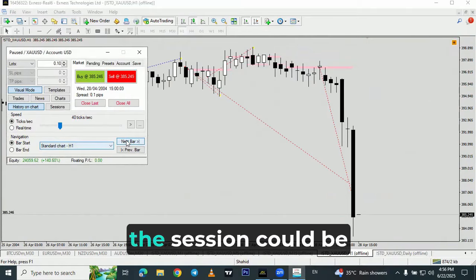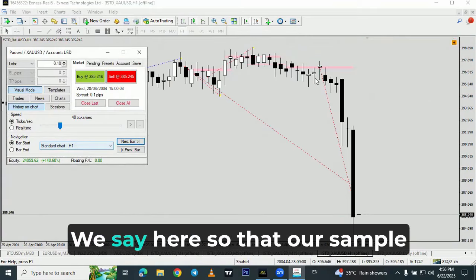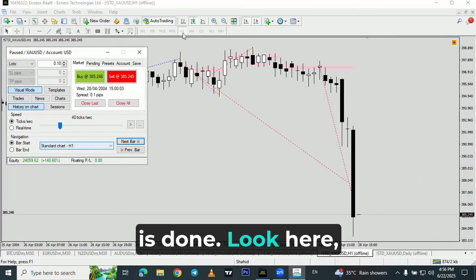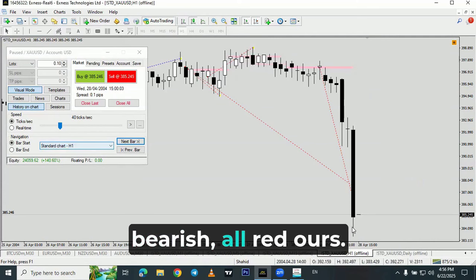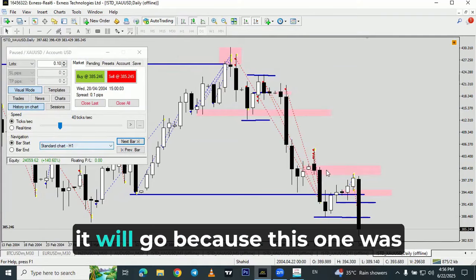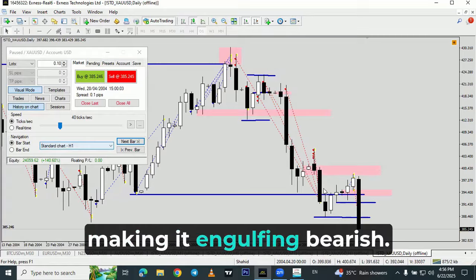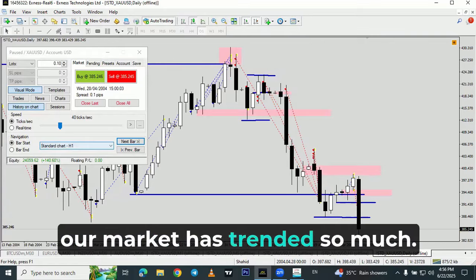Let's see on H1. The session could be New York again. We say here so that our sample is done. Look here, its range liquidity was fixed. The market was bearish, all red hours. In the duration it will go, because this one was making it engulfing bearish. Look, our market has trended so much.